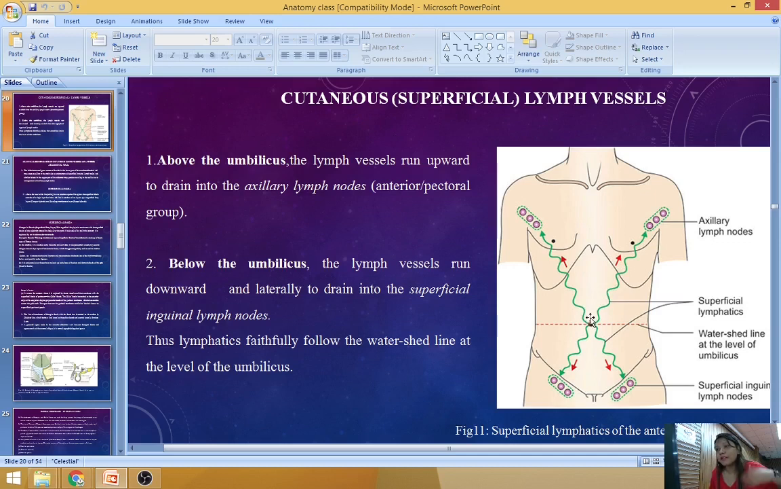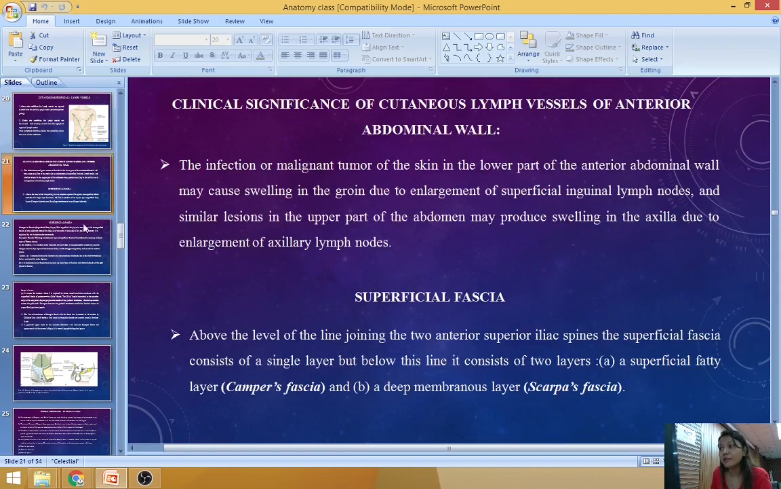So you will think in that line and you will give the investigation in that way. If you palpate and there is a swelling in the groin, in the superficial inguinal lymph node, then you will think there is an obstruction in the lymph flow below the umbilicus. Below the umbilicus there might be some tumor, some infection in the skin, which might cause a swelling in the inguinal lymph nodes. So whenever a patient comes and you do a clinical examination, you have to palpate the lymph nodes. Lymph node palpation is very, very important in clinics.